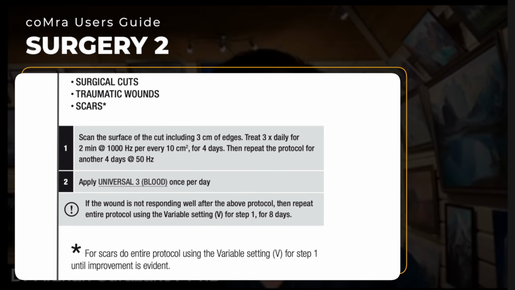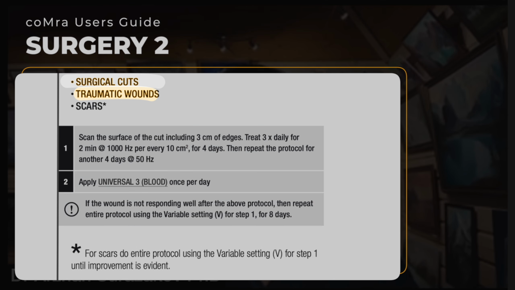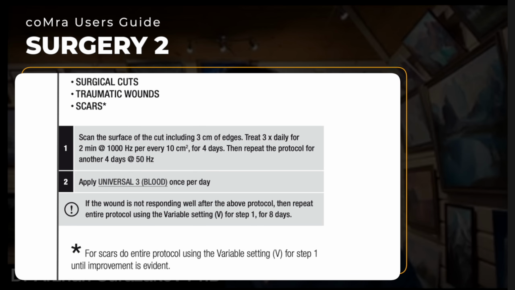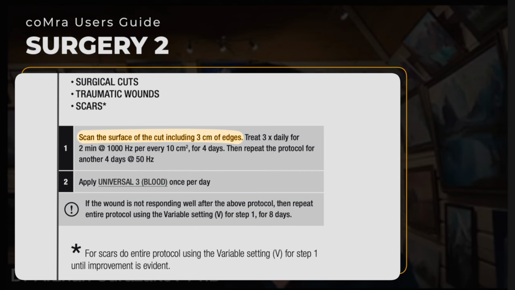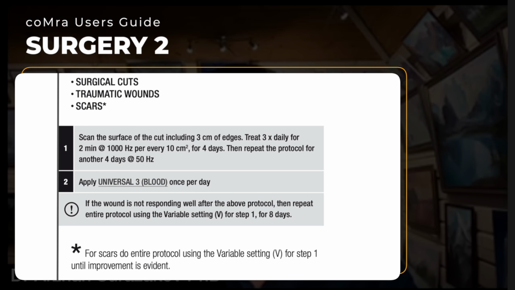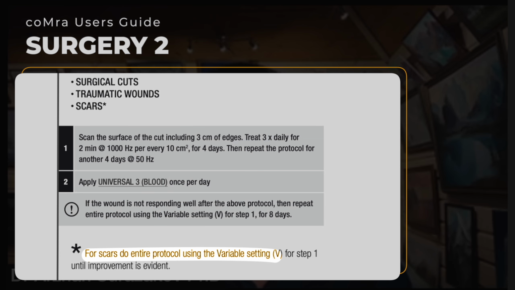So, for example, Surgery 2 says surgical cuts, traumatic wounds, and scars. So this is how you approach treating a scar. Scan the surface of the cut, including 3 centimeters of the edges. And below you will see a note that for scars, do the protocol using the variable setting. So what it means is basically set your device on variable and scan along the entire length of the scar at variable for something like 5 to 10 minutes.